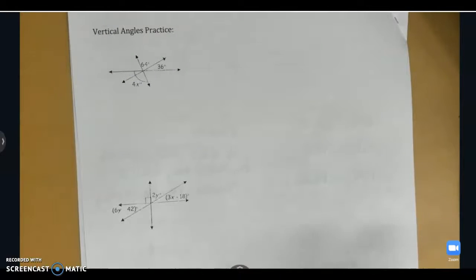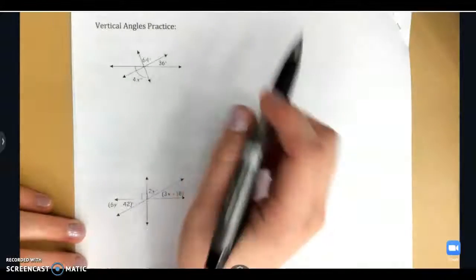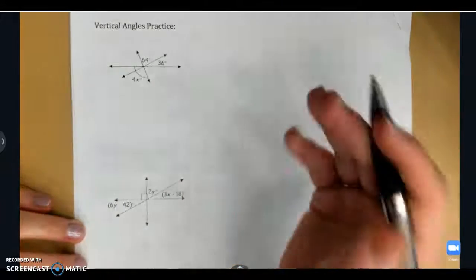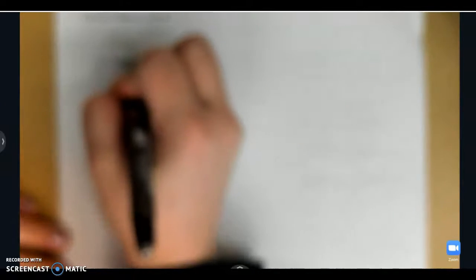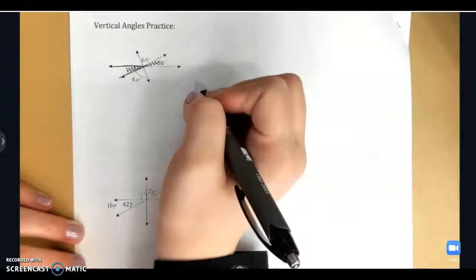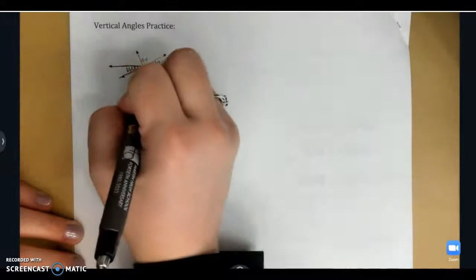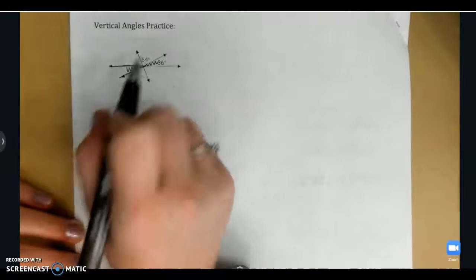Okay. Now on the back side, this is going to be something a little bit different. This is some problems with vertical angles that require some algebra skills. We're solving for a variable. So on this first diagram, we have to determine which angles are vertical angles. And so this first angle in here is vertical with 36. So that angle is going to be 36. Then this other angle, this larger angle, is vertical with 64 degrees.